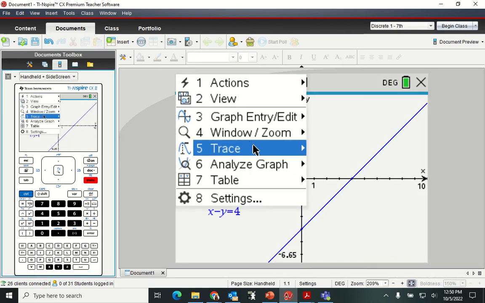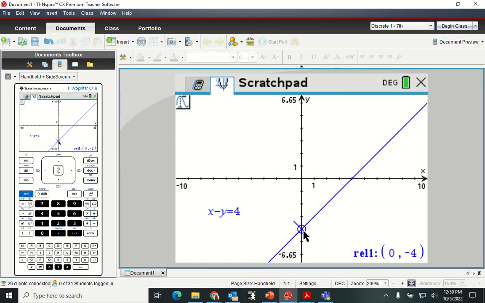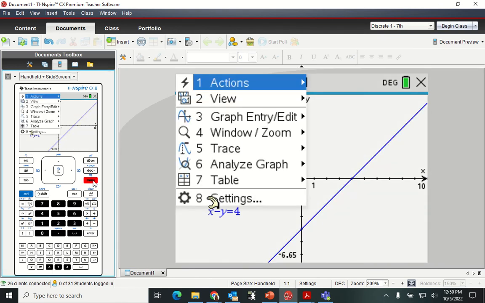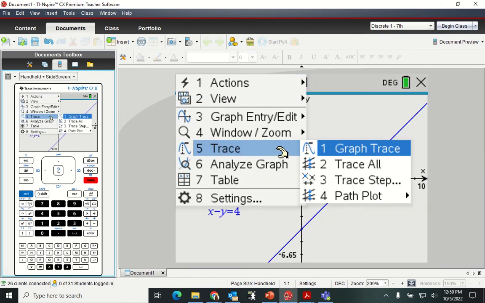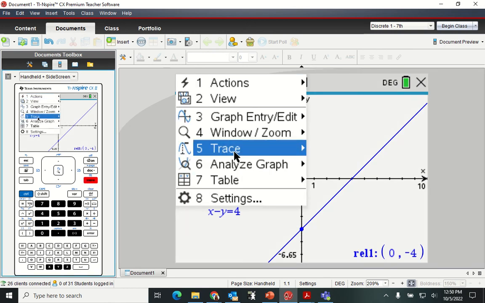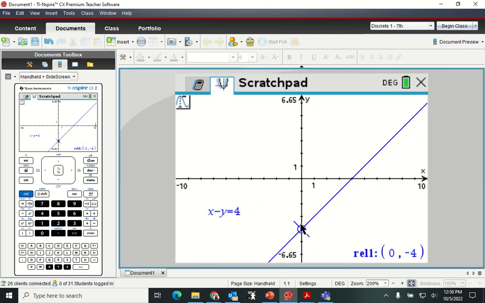Gotta click it again. Trace graph. Why is it not working? Menu, trace, graph trace. There we go. All right, so I get that 1 point right there, right? Now all I have to do is find a second point so I can put my line.